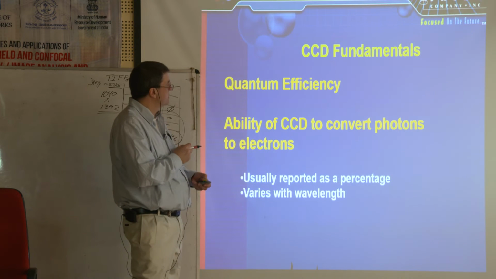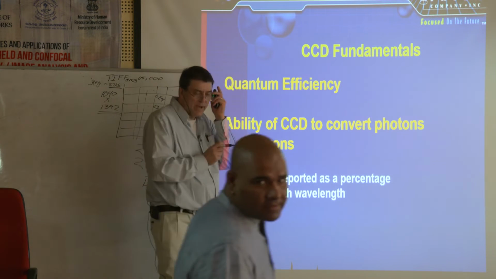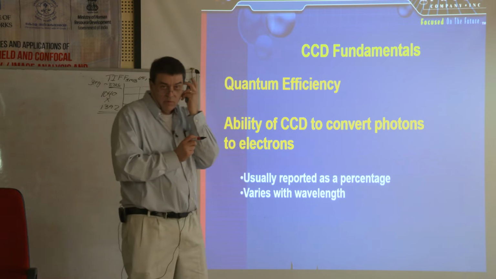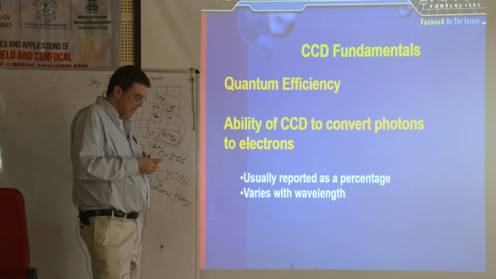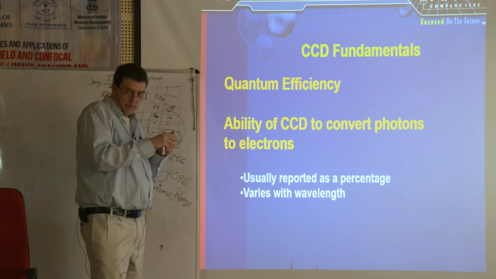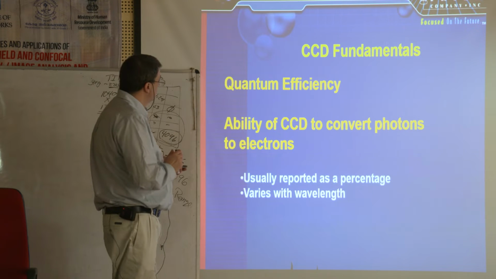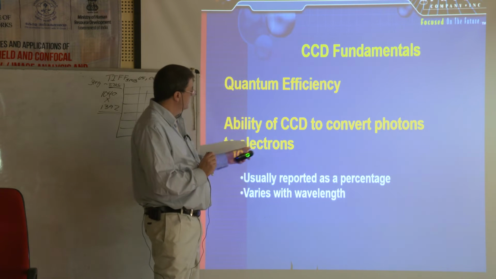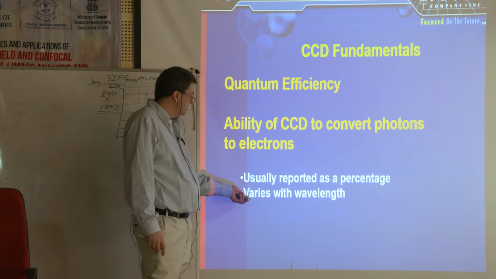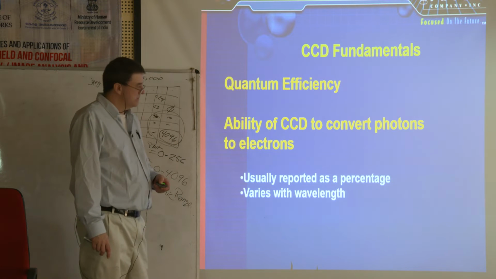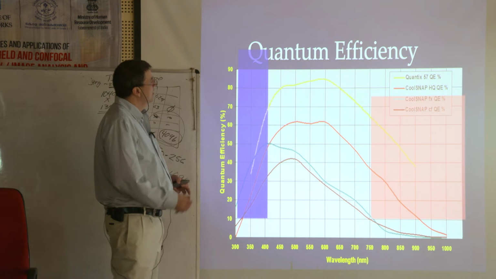Okay, so here's another important fundamental thing, quantum efficiency. Okay, so when you buy a digital camera, the one thing you want to look at is quantum efficiency. And what quantum efficiency basically says, if we look at the spectrum of light, ROYGBIV, is what percentage of that light will it actually capture? Okay. So basically, it's the ability of the CCD to convert photons to electrons at a given wavelength. Okay, usually reported as a percentage, and it varies with wavelength. So here's a typical CCD curve, a typical quantum efficiency curve, a QE curve, right here.